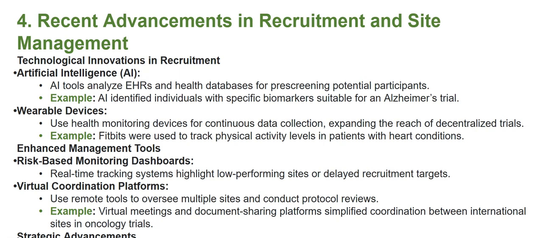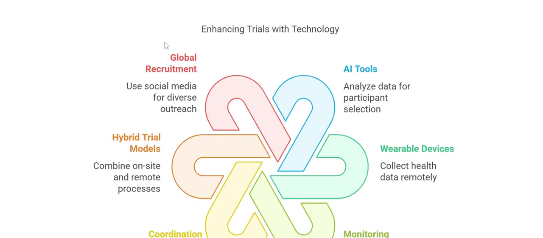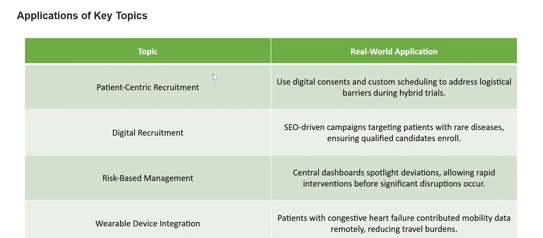Strategic advancements: hybrid trial models combining on-site and remote processes enable trials to engage more diverse populations. And here we have global recruitment initiatives that leverage social media and targeted ads to ensure inclusivity in patient demographics. The key takeaway: advancements in technology enable trials to enhance efficiency, accuracy, and accessibility globally. And here is a summarized diagram on enhancing trials with technology, as here we have AI tools, wearable devices, monitoring dashboards, coordination platforms, hybrid trial models, and global recruitment.